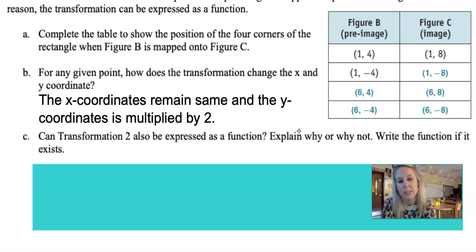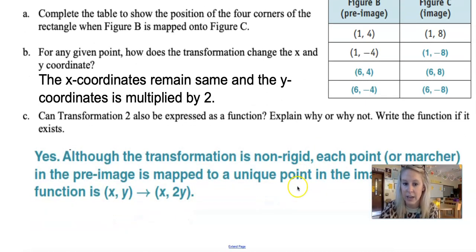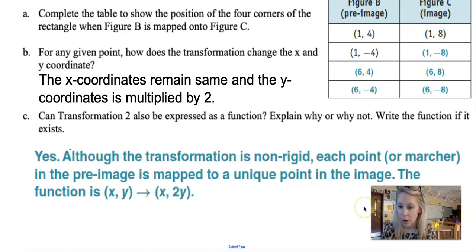Okay. Part C says, can transformation 2 be expressed as a function? Explain why or why not. This may have been tricky because it didn't look the same as the previous problem, but it can still be expressed as a function. So yes, although it is non-rigid because it changed shape and it got stretched, each point or marker in the pre-image is mapped to a specific part in the image.